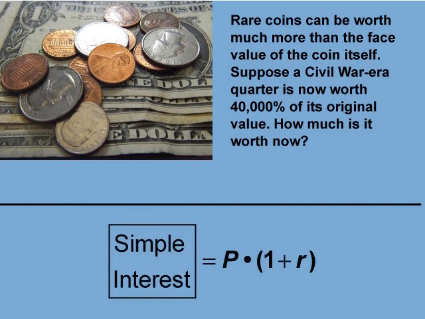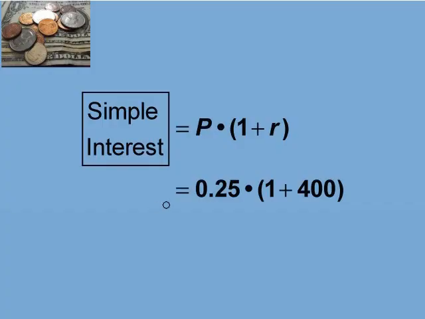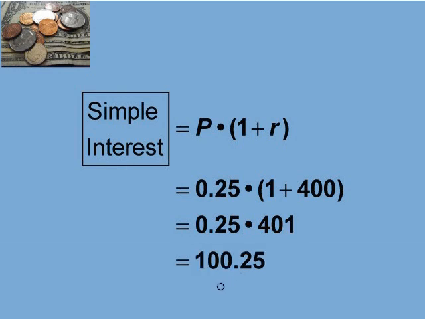Let's plug in the values given in the problem. This is the principal, and this is the interest rate written as a decimal. In this case, the decimal form is a whole number, 400. We end up with 0.25 times 401. The result is $100.25 for the current value of the quarter.